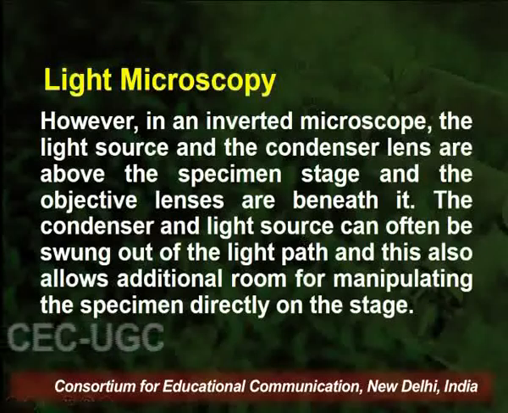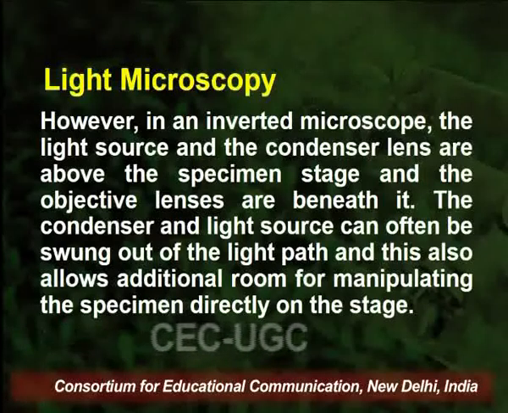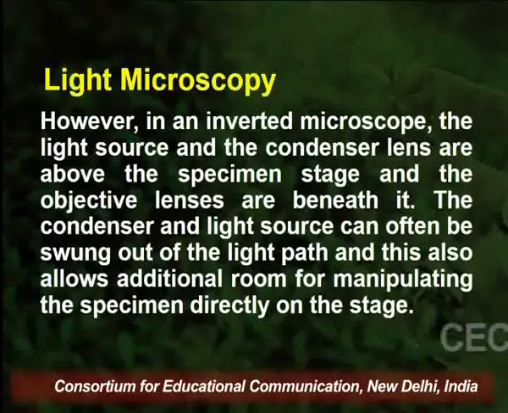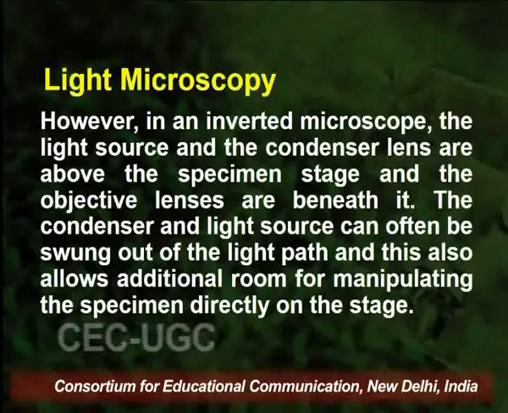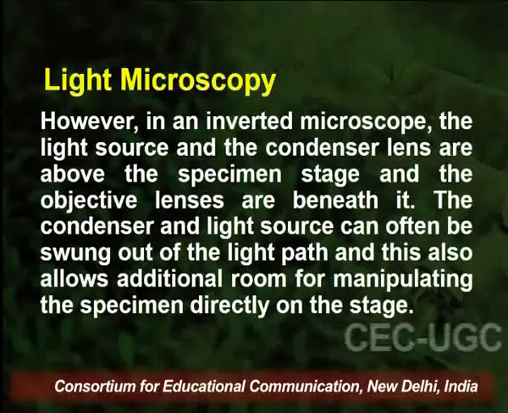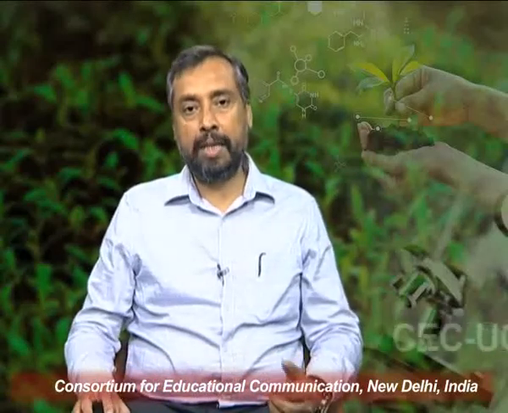As we have already talked about, in an inverted microscope, the light source and the condenser lens are above the specimen stage and the objective lenses are always beneath it. The condenser and light source can often be swung out of the light path, and this also allows additional room for manipulating the specimen directly on the stage.